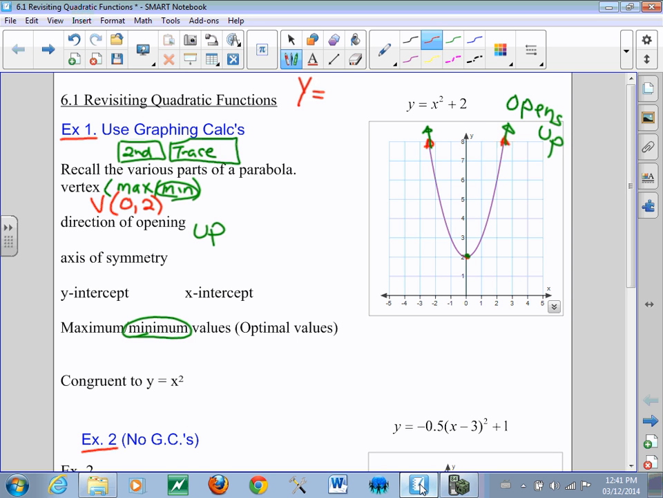Just remember, folks, that vertex is P and Q. So it tells us that the P is 0 and the Q is 2.